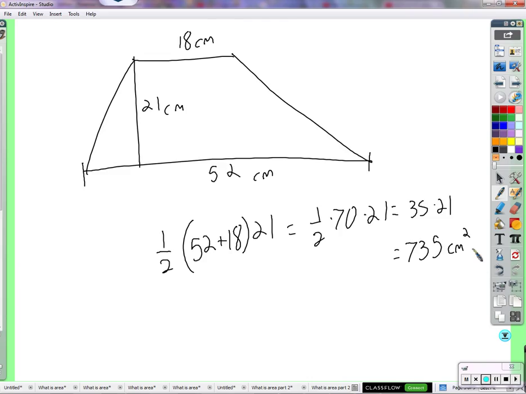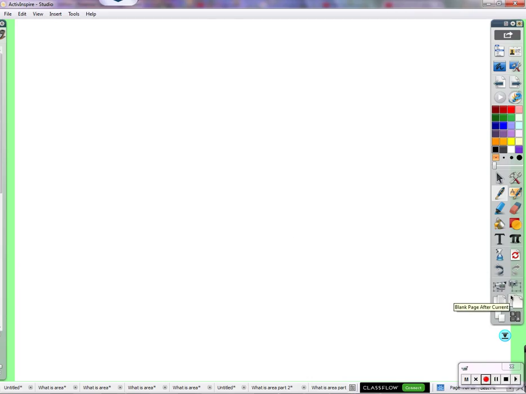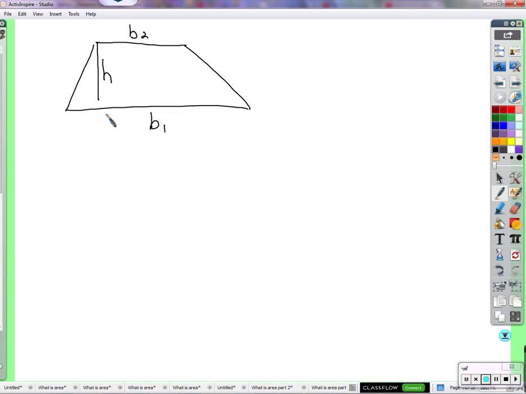So for a trapezoid, it has this base 1 and this base 2 and this height. How can I find the area? Great. Height, and then it's times, in parentheses, base 1 plus base 2, and then in parentheses divided by 2.